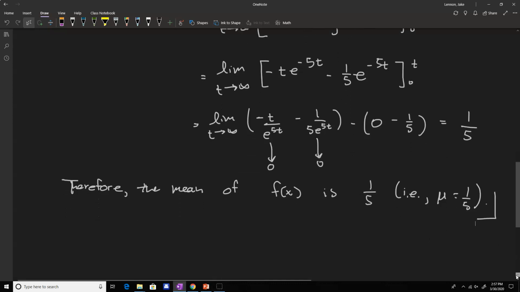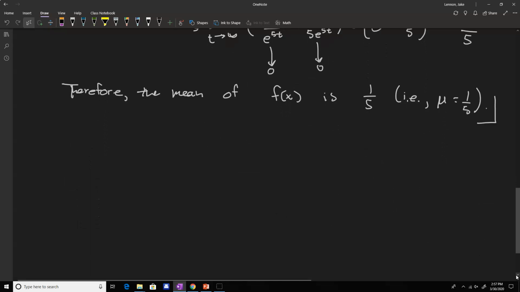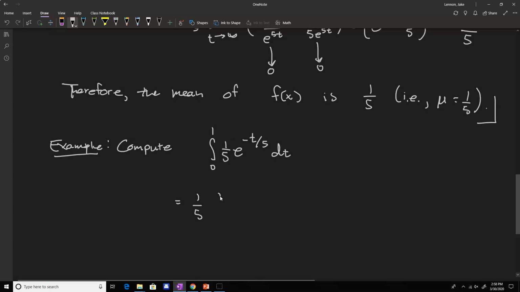So let's just look at computing that integral. Let's say compute. What were we doing in this example? They didn't really show the steps. So they had the integral from 0 to 1 of 1/5 e to the negative t over 5 dt. Well, you can just pull the 1/5 to the outside, and then we're just applying the exponential rule.